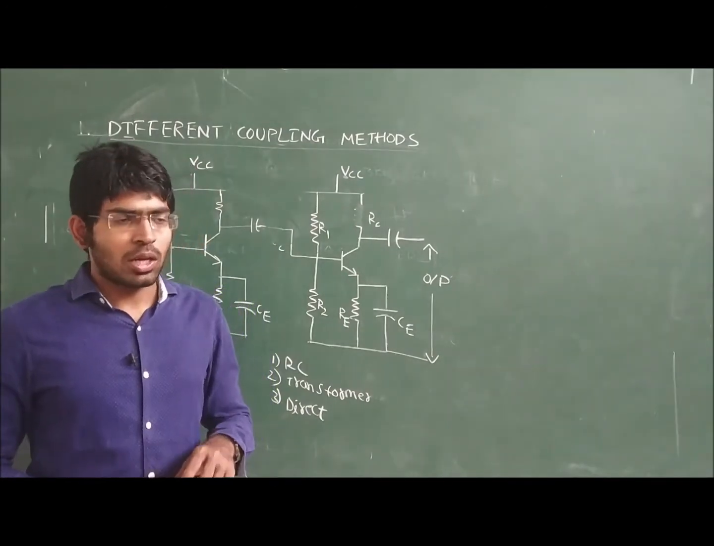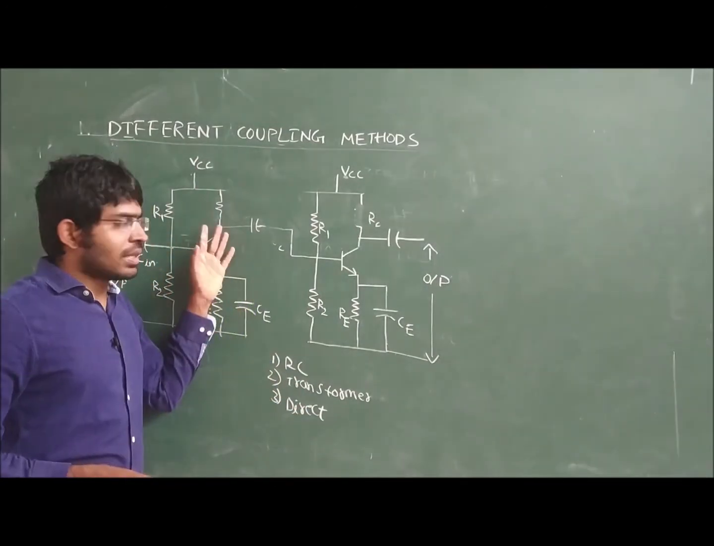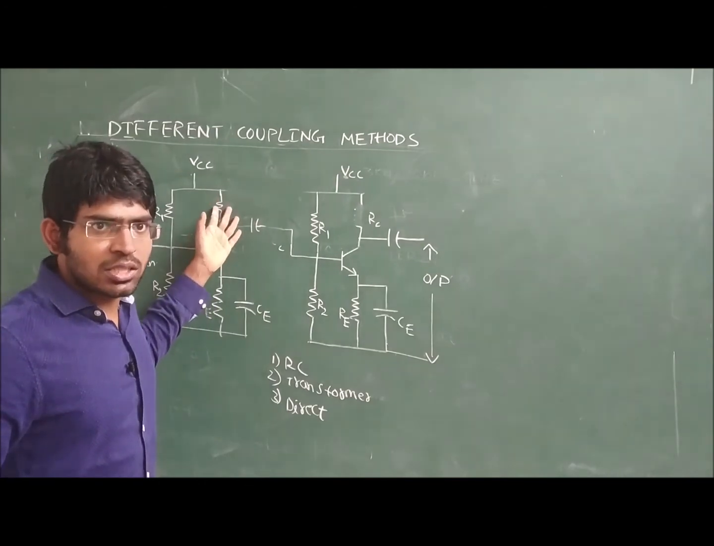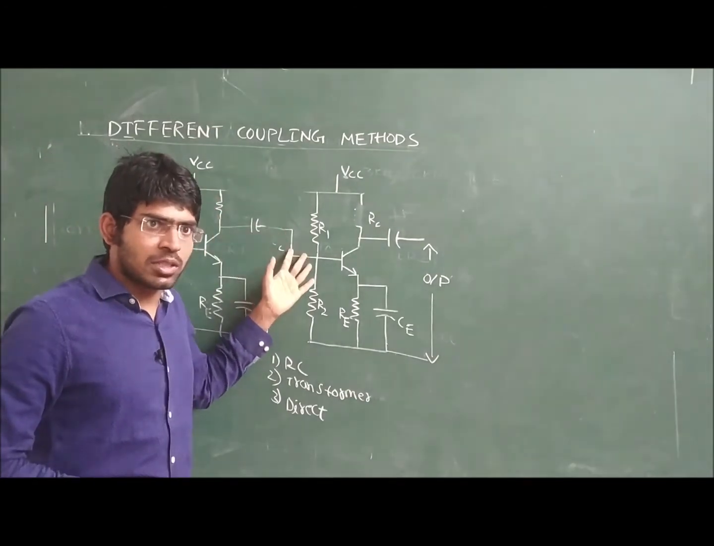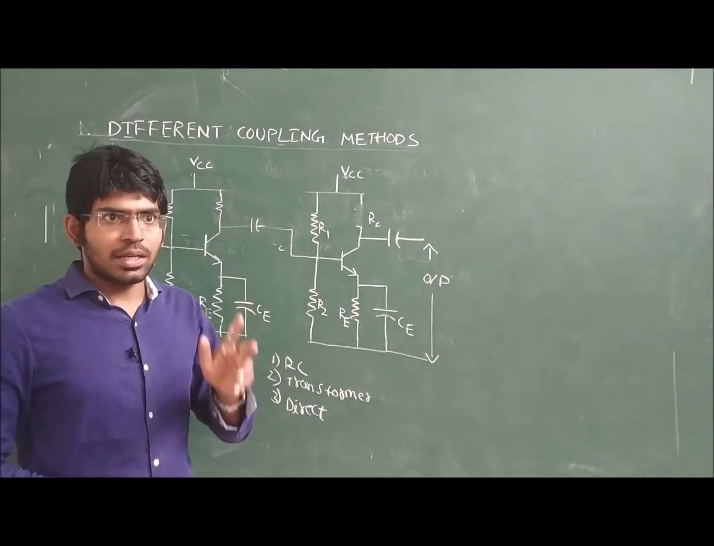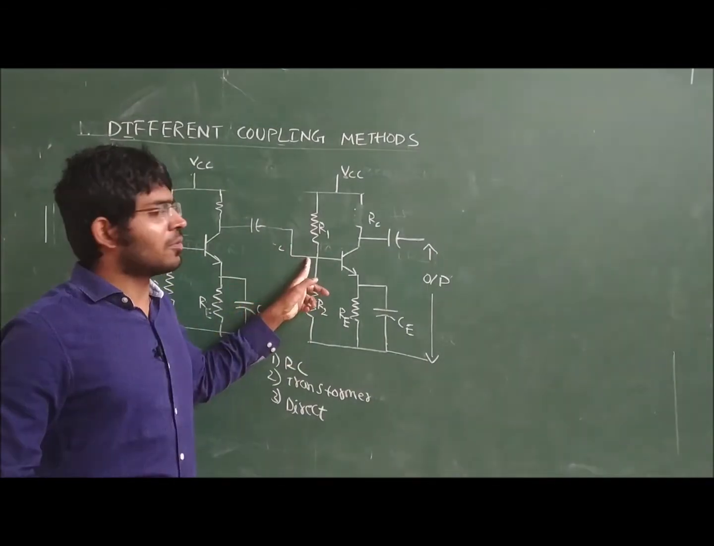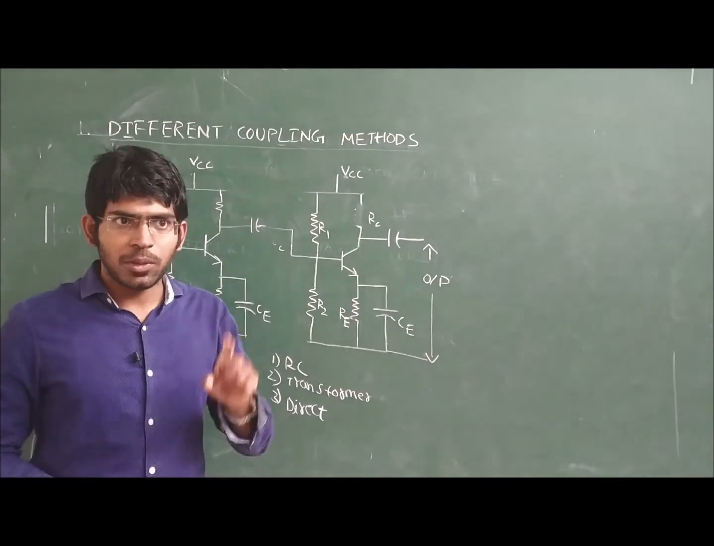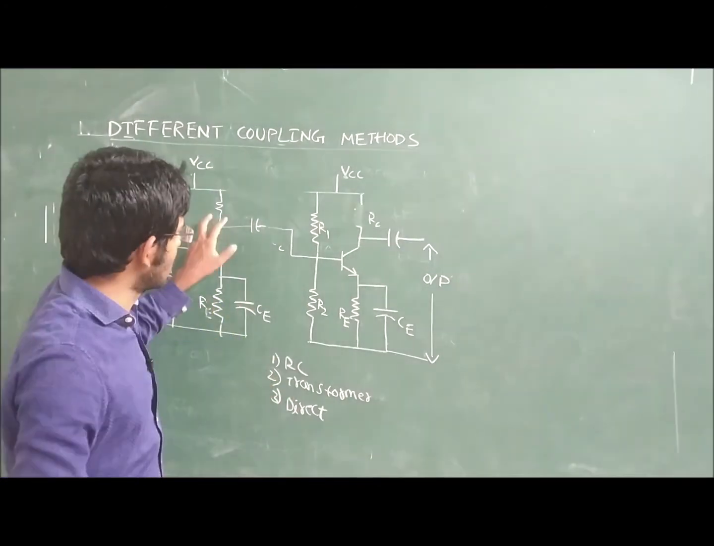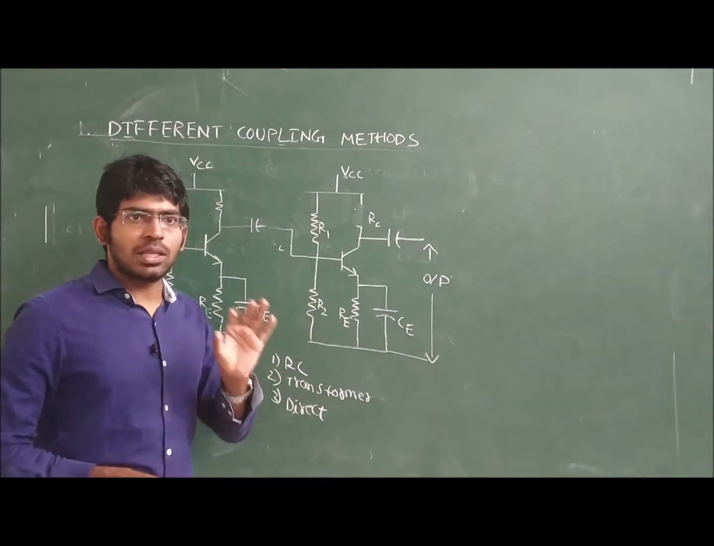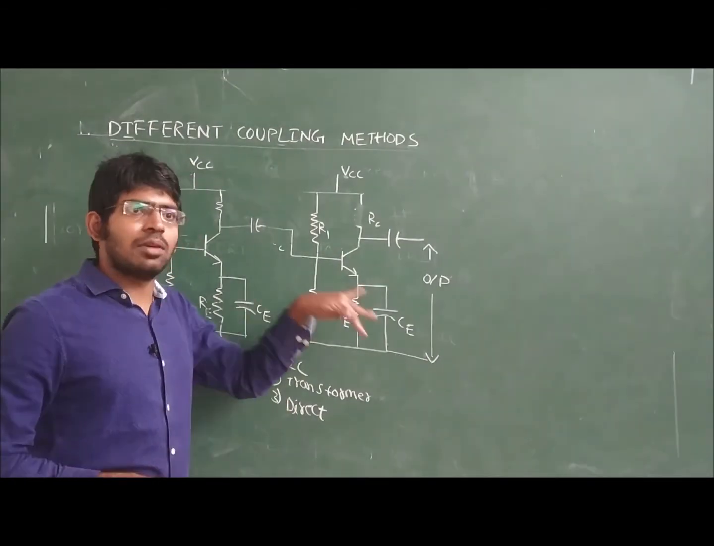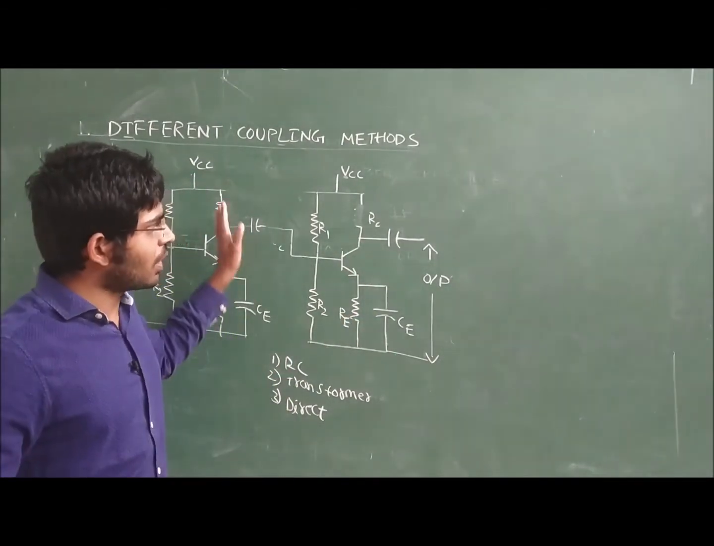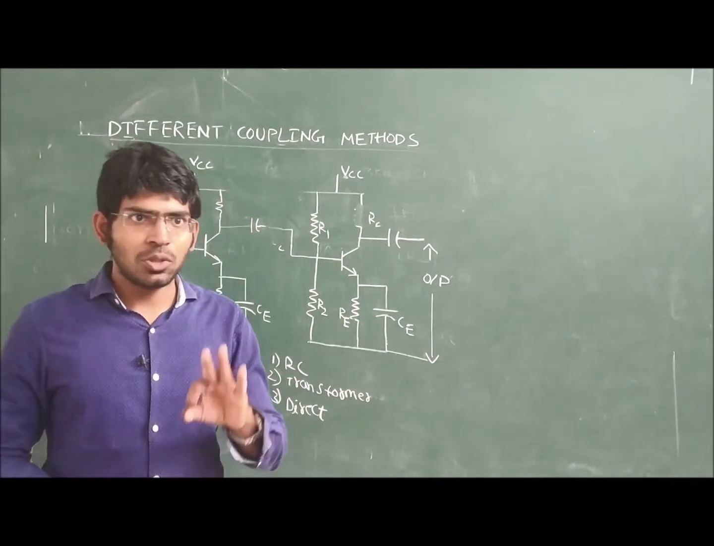So coupling is nothing but how to connect the output of one transistor, one amplifier, to the input of the second amplifier. For connecting the output of one amplifier to the input of the second amplifier, we have three different methods. One is RC, by using the resistor capacitor combination. The second one is by using the transformer. The third one is connecting directly. Based on that, we have classified the coupling methods into three types.